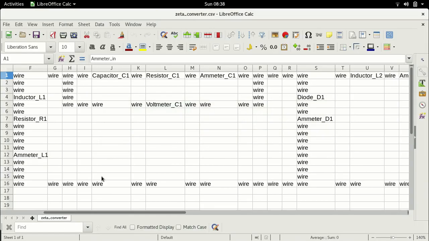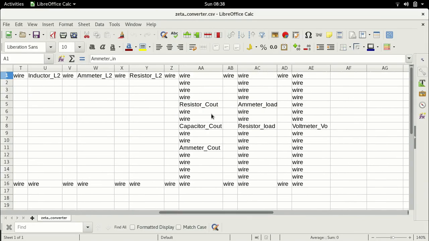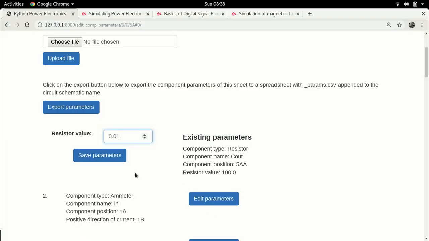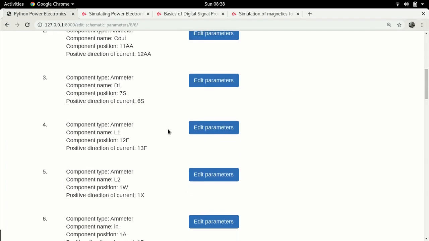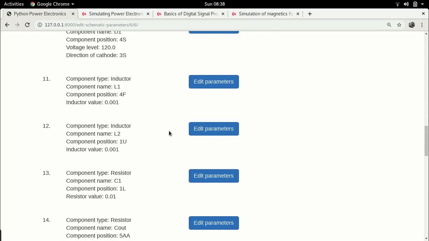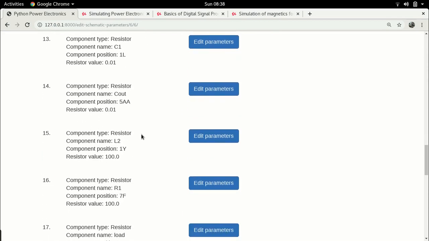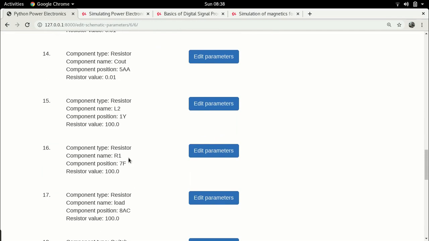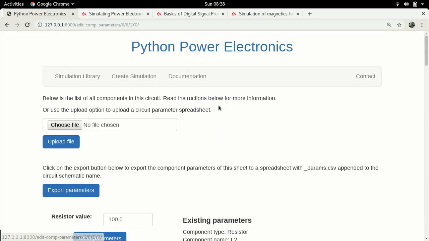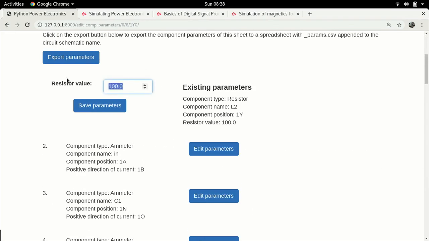Just to verify, we can go over and have a look. It is this one. This is the parasitic resistance of this branch because every branch must have some resistance. And keep going. There is resistor L2 and resistor R1. These are also parasitic resistance.